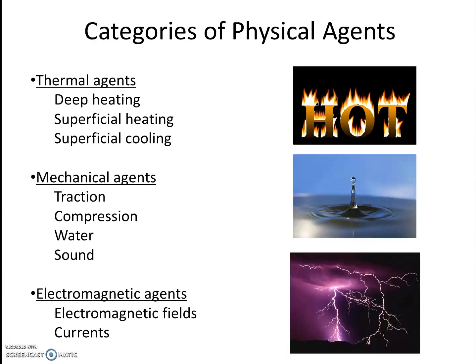The different categories of physical agents. I like to break them up into three main categories: our thermal, our mechanical, and our electromagnetic agents. Your book classifies these modalities based on the form of energy. So we're going to start with talking about these three different forms, and then we'll talk about a few others.